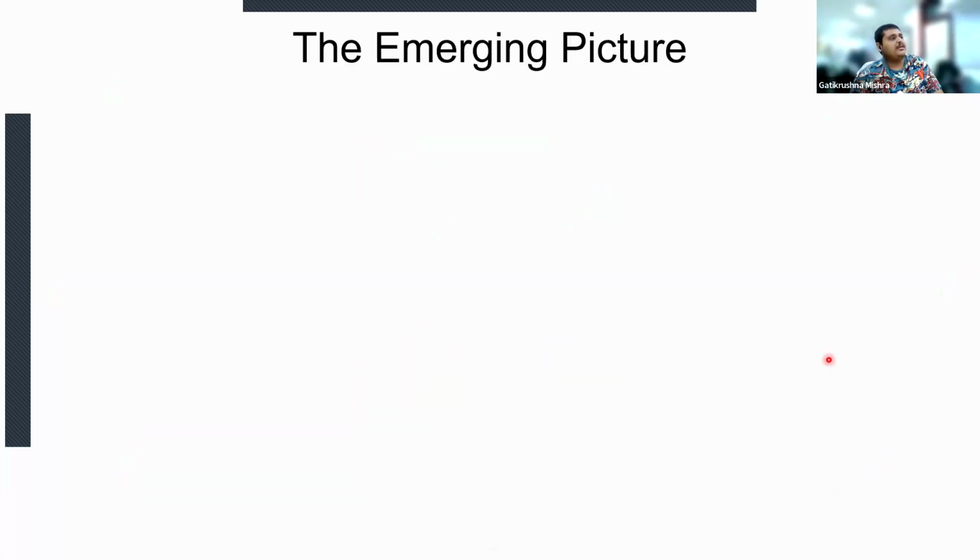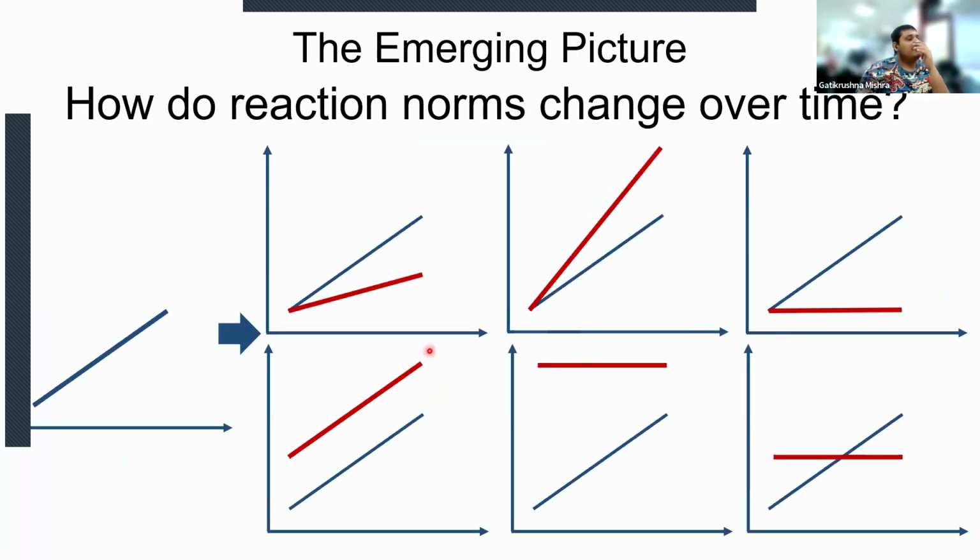So basically, if you want an emerging picture from this entire project, we can mathematically look at how reaction norms change over time, and how their slopes change over time when there are different kinds of selections. So this is a very fundamental kind of project to understand the evolvability of plasticity using a plastic phenotype. This is not so much related to multicellularity, but rather to plasticity. We just use multicellularity as a tool. So that is the emerging picture.